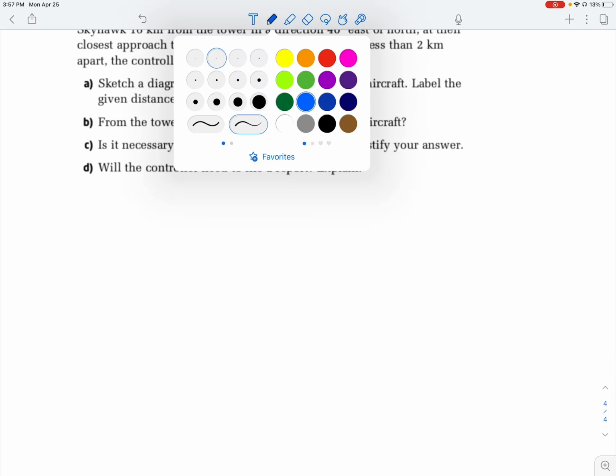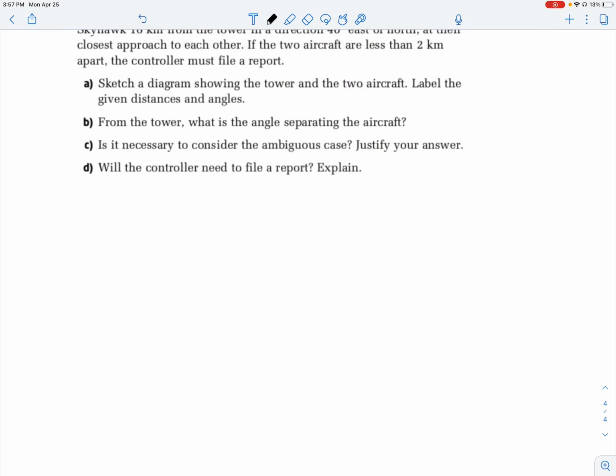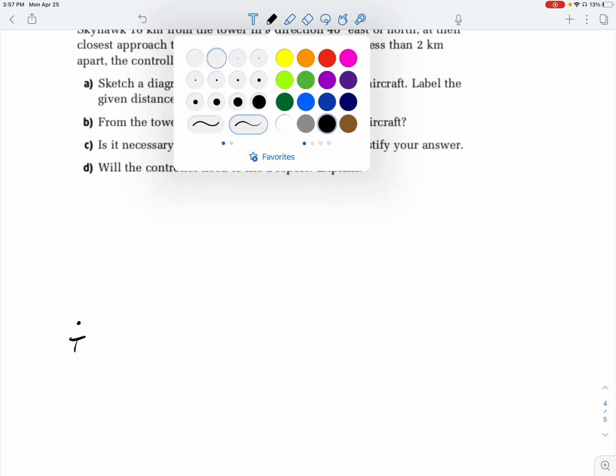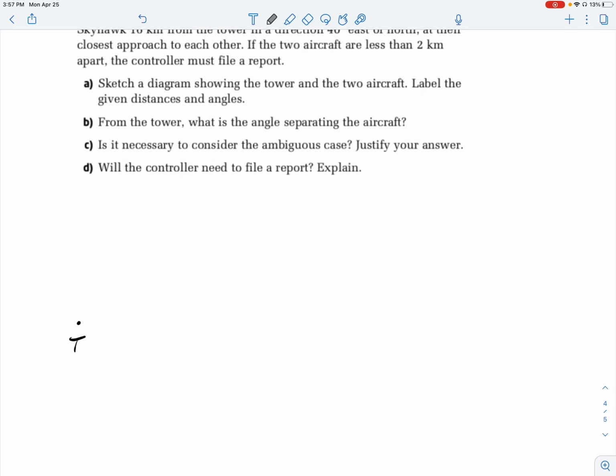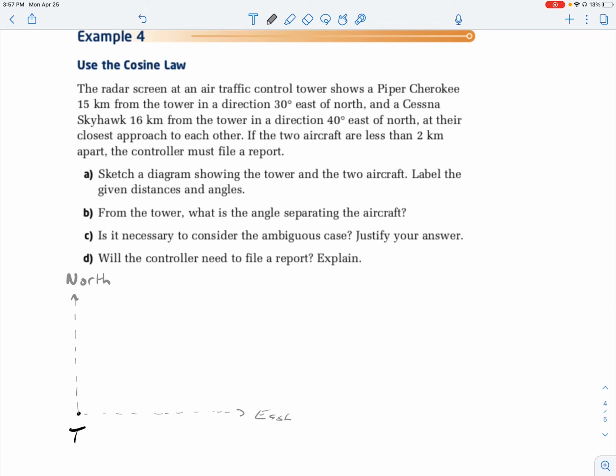Okay, so I'm going to start with the tower down here. I'm going to call it T for tower. And then I noticed they're talking a lot about north and east, so we're also going to draw a line up here showing north. And obviously this over here would be east.